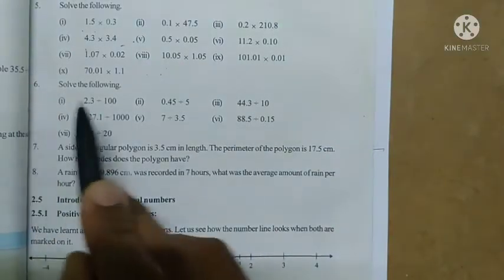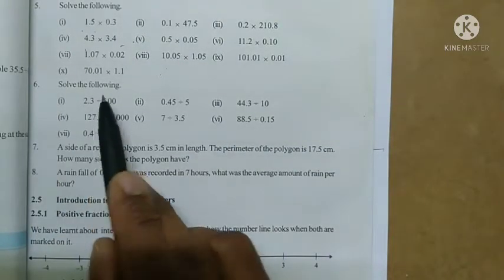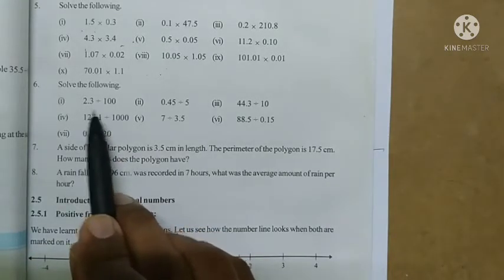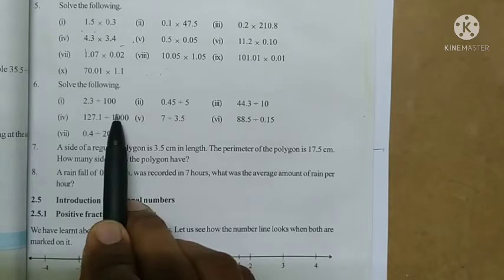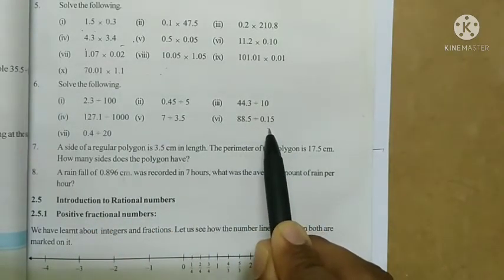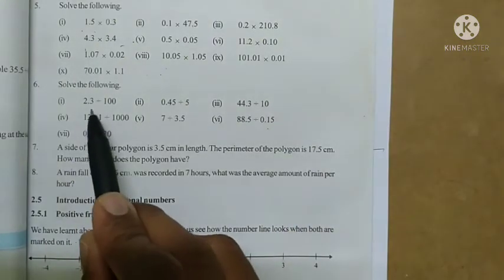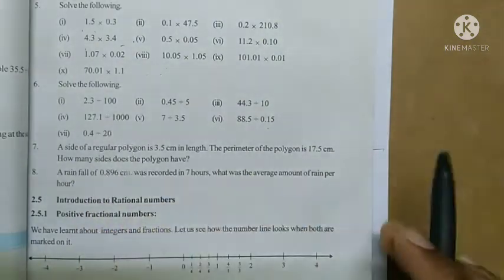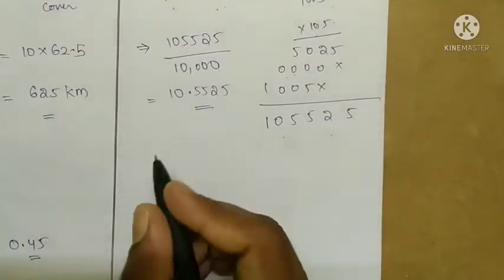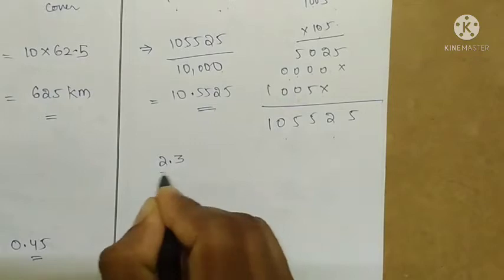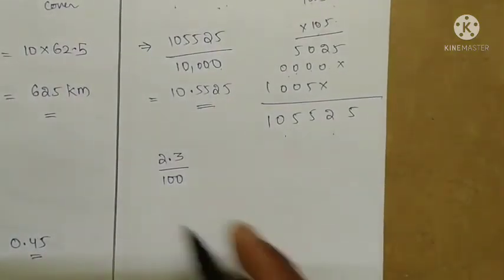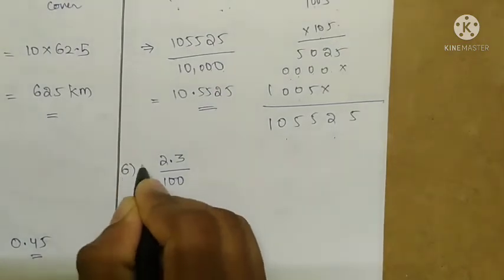So sixth Roman, solve the following. So this is division of decimal number by a whole number and division of decimal number by decimal number. So let us see first question. 2.3 divided by 100 means 2.3 divided by 100. Okay, this is sixth Roman first question.